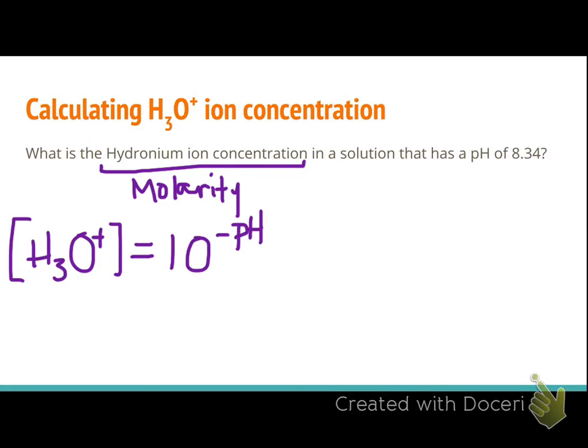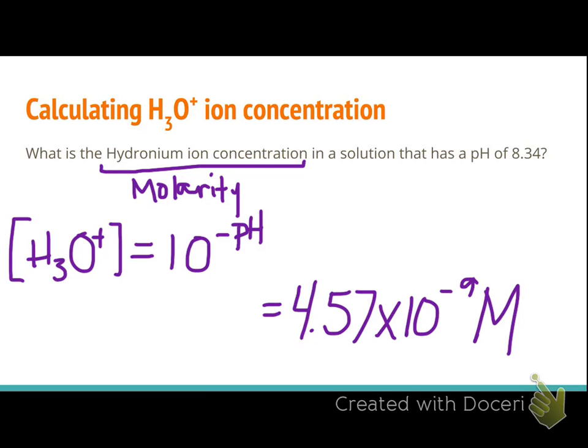Now we're not going to go through all of the math of how we got to this. It's really just a simple rearrangement. But this is your calculation. So our pH is 8.34. So we're going to take 10 to the negative 8.34. And we get 4.57 times 10 to the negative 9th molar.